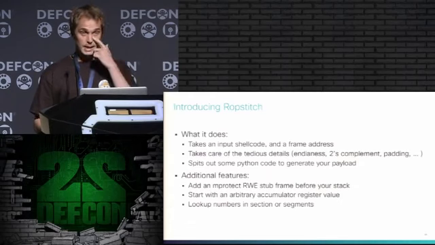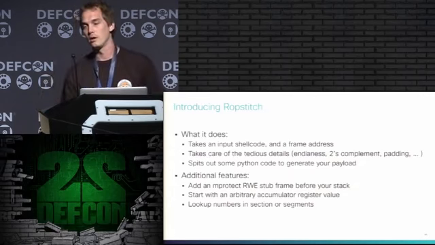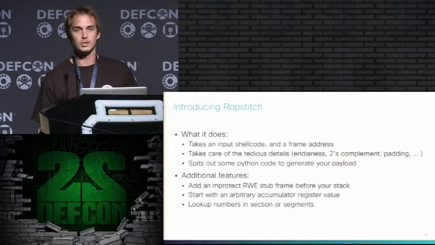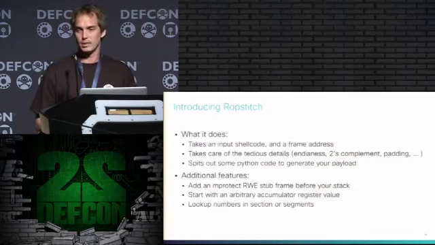Now what it also does is, for the timing, we've copied our payload to a fake stack we've got, but that stack is read-write. So the tool will add a small mprotect read-write stub frame before your payload. It allows you to change the memory permissions at runtime so that your shellcode can run. And it's got a bunch of additional functions, like it can start with an arbitrary EBX value, and it can look up numbers in sections or segments depending on what you want to do, and all that kind of stuff.